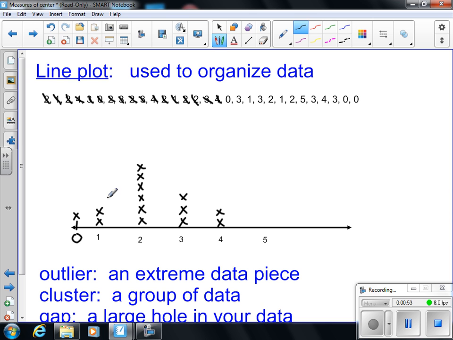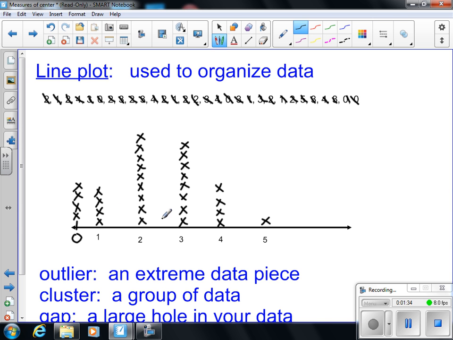2, 3, 4, 0, 3, 1, 3, 2, 1, 2, 5, 3, 4, 3, 0, and 0. Again, the only drawback is it's kind of hard to tell maybe which one's my tallest if I've made my X's different sizes.